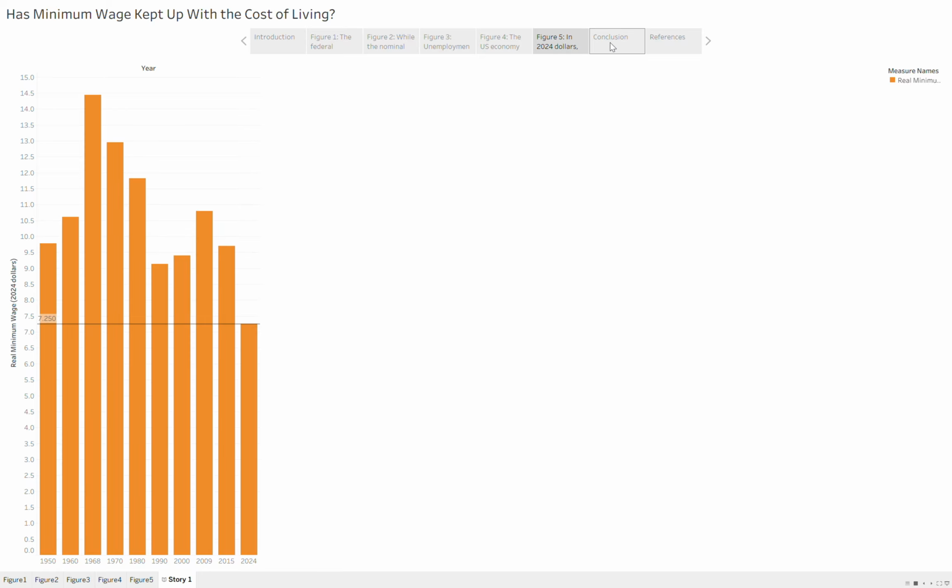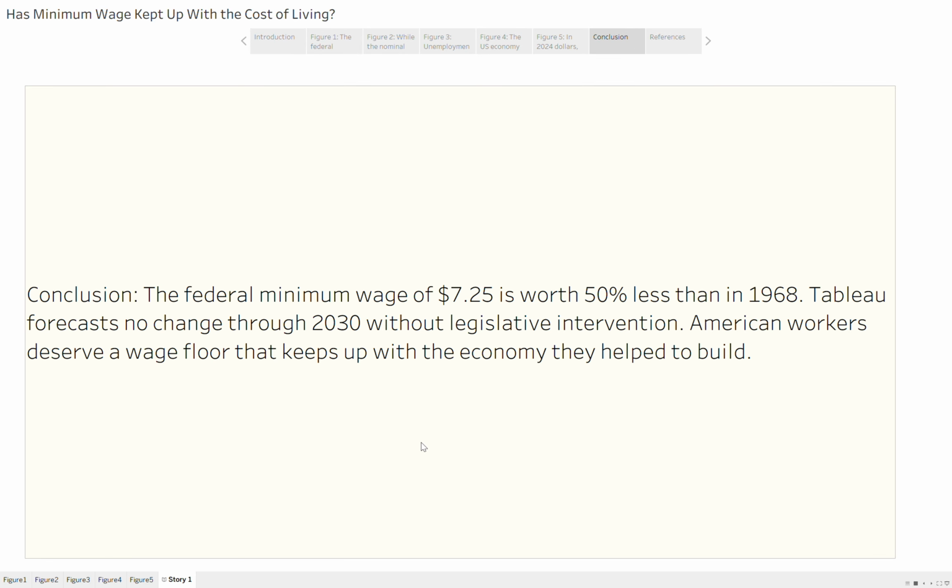So, what can we conclude? Federal minimum wage of $7.25 is worth 50% less than it was in 1968. And as we said, Tableau forecasts that there could be no change through 2030 without legislative intervention. I believe that workers deserve a wage floor that keeps up with the economy they helped to build. But it's very clear that as our economy has grown, the wages have not kept up to match.